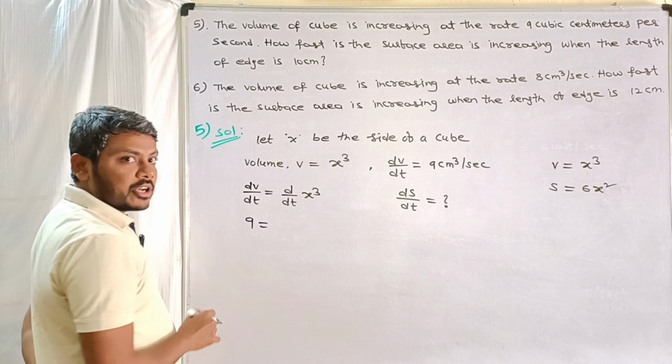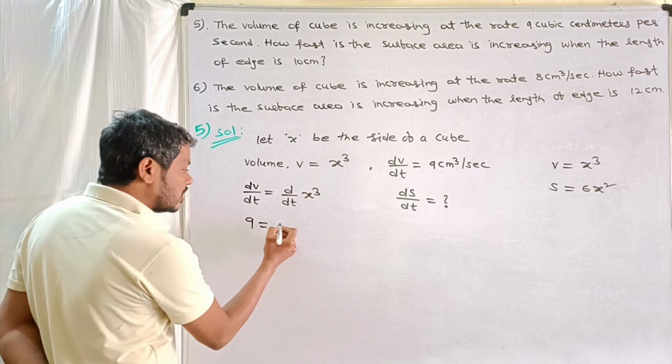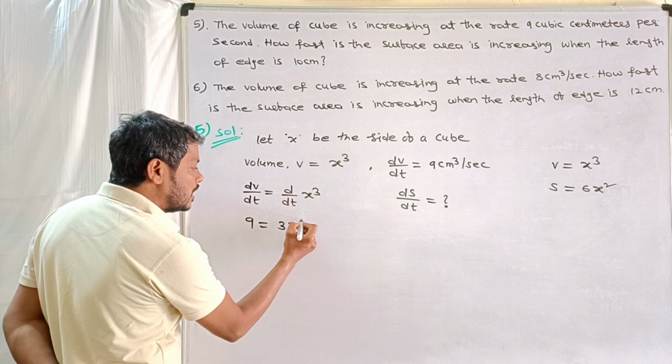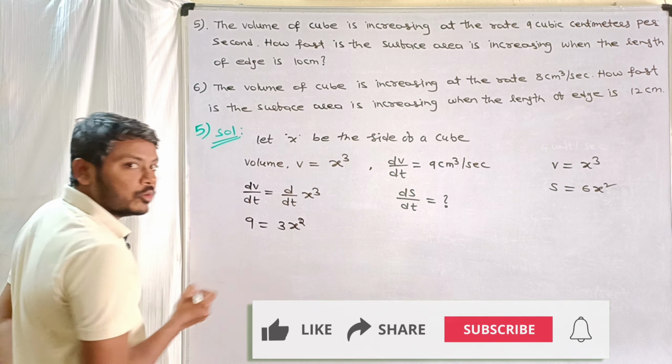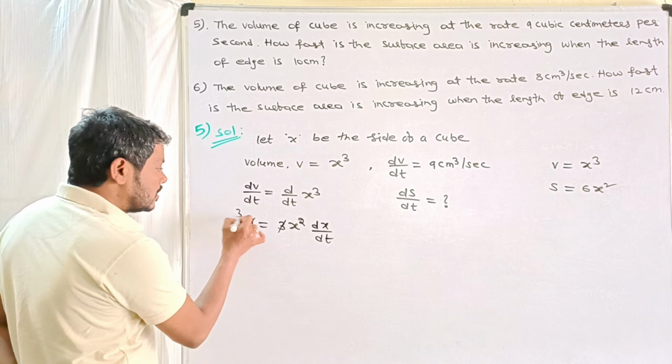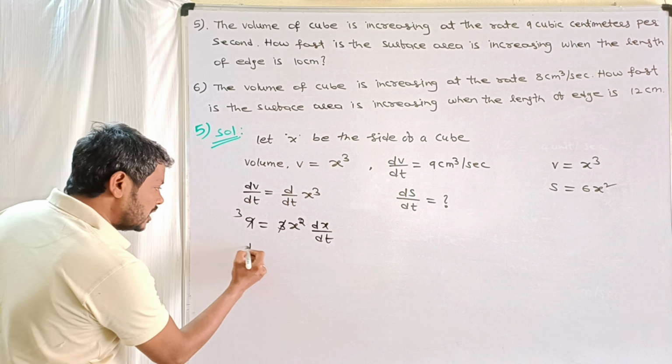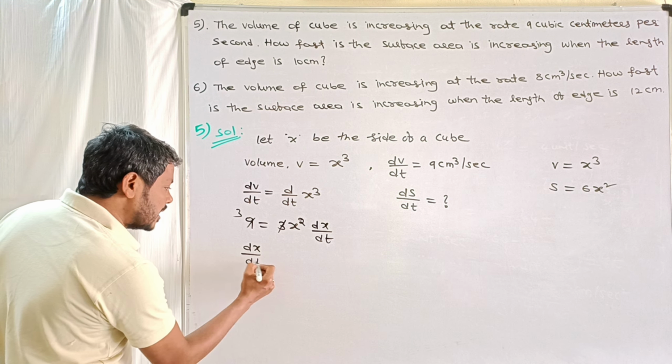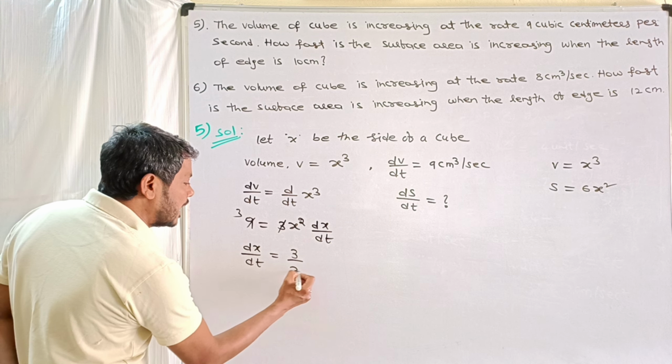And the derivative of x power n formula, n into x power n minus 1, it is 3 into x power 3 minus 1, which is 2. And here function is x, but derivative is with respect to t. So we do the internal derivative, that is dx by dt. Now 3 ones, so 3 threes. From this, what is dx by dt? So dx by dt is equal to 3 by x square.